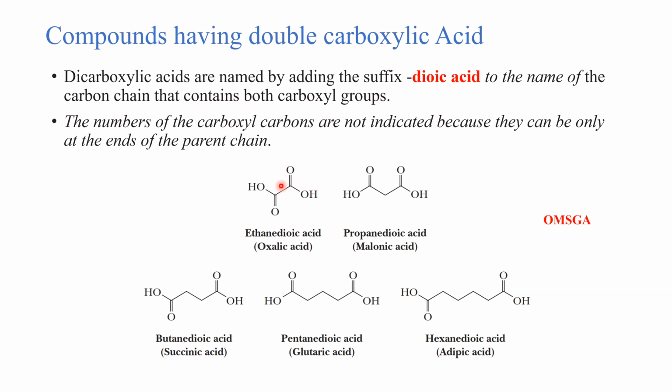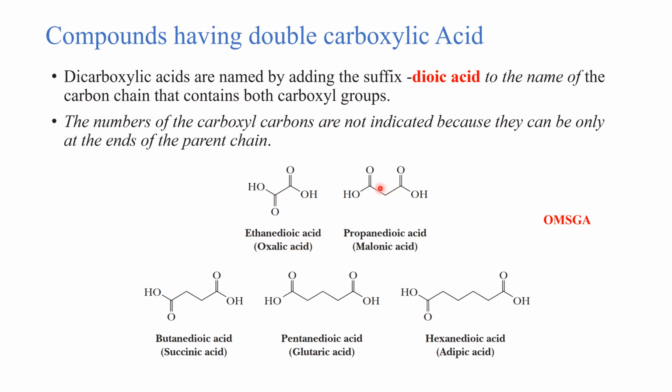Keep in your mind one of the simplest examples of the dioic acids, where you do not have any CH2 between these two carboxyl sides. So this is with 0 CH2. This is the ethane dioic acid, and its common name is oxalic acid. You have used it in a lot of your titration experiments and most of your teaching labs.